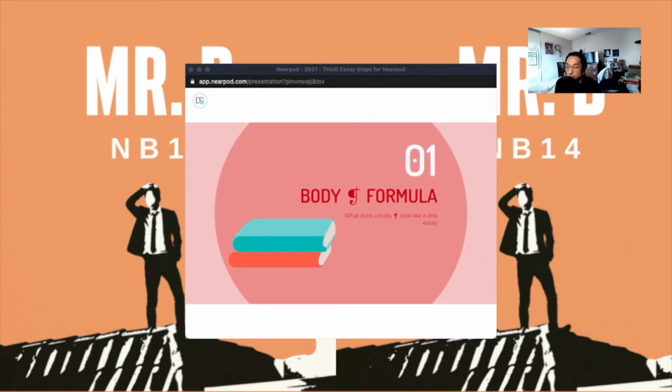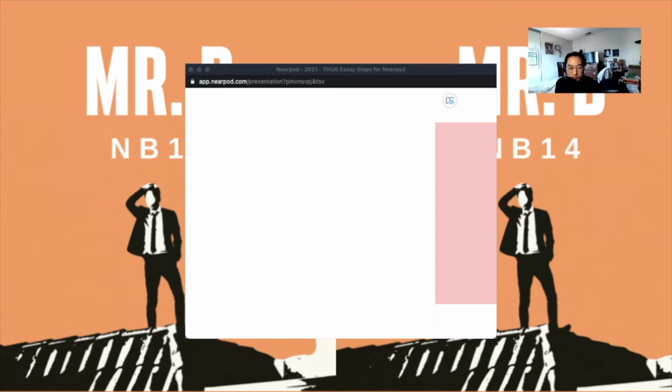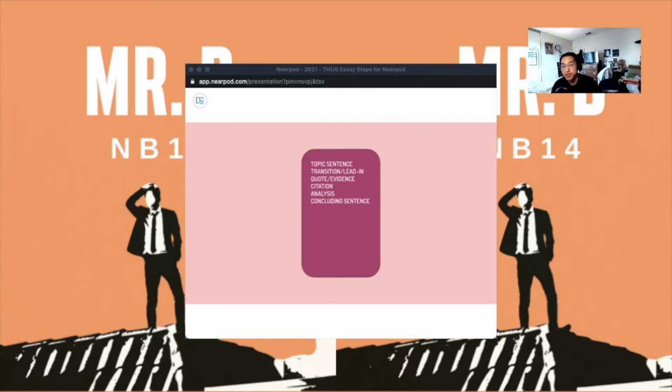The body paragraph formula. What does a body paragraph look like in this essay? All right, so there's 6 things in a body paragraph. There's your topic sentence, and then you transition or lead in to your concrete detail or the quote that you chose, and then you cite that piece of evidence. Following that, you analyze why you chose that piece of evidence to support your thesis, and then you wrap it all up with a concluding sentence.